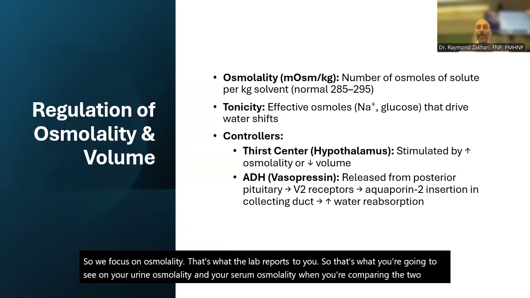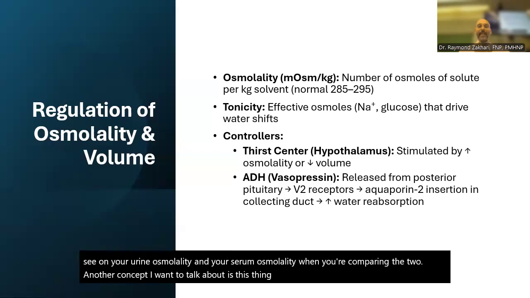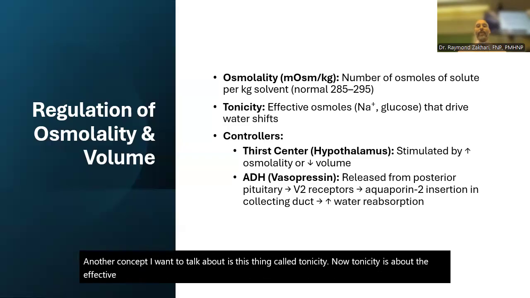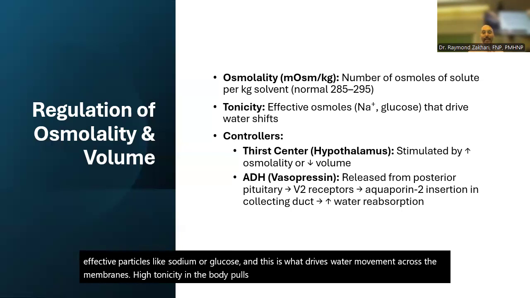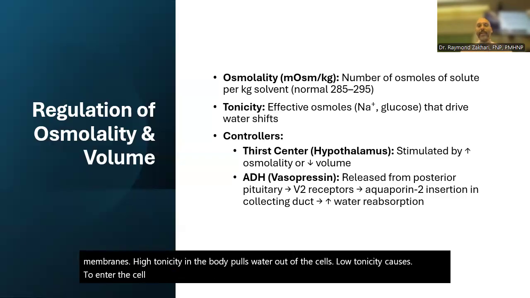Another concept I want to talk about is tonicity. Tonicity is about the effective particles like sodium or glucose, and this is what drives water movement across the membranes. High tonicity in the body pulls water out of the cells. Low tonicity causes water to enter the cells. So this is why sodium levels matter so much in conditions like hyponatremia.